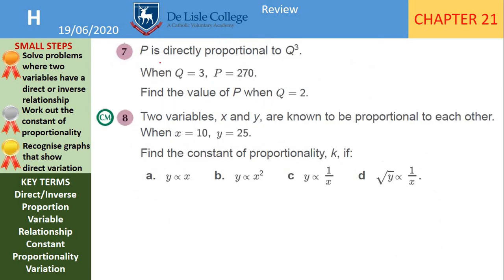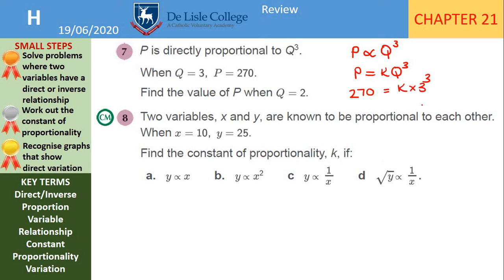Question 7, p is directly proportional to q cubed. So p directly proportional to q cubed, and this gives us the formula p equals k q cubed. Now when q equals 3, p equals 270. So I'm going to replace p with 270, q with 3.